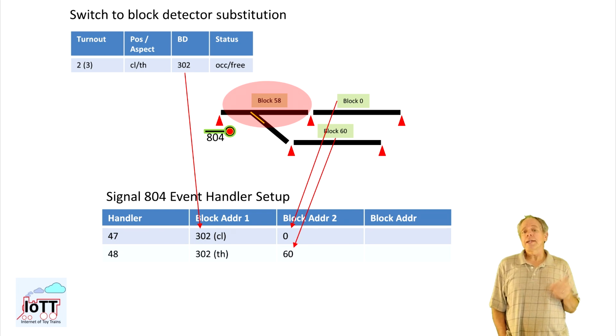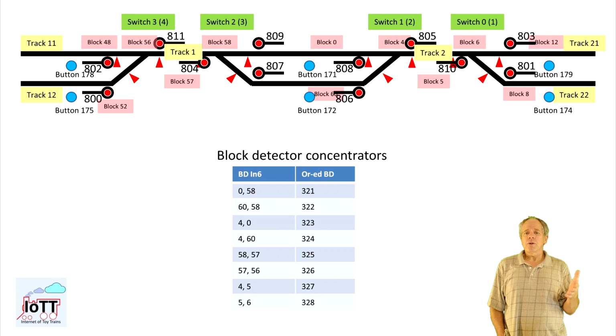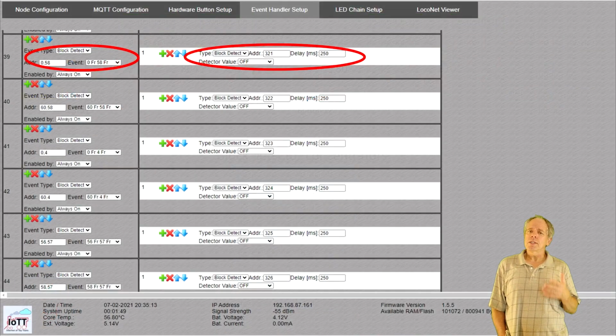So to do that, I create an event handler that combines block detector 58 and block detector 0 and returns a new block detector message on block 321, which is occupied as soon as any of the combined blocks is occupied. I do this because the granularity of detection is higher than what I need, so I need to combine detection sections together for the purpose of signaling.